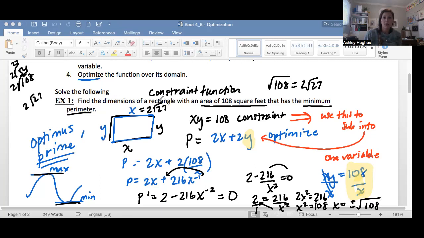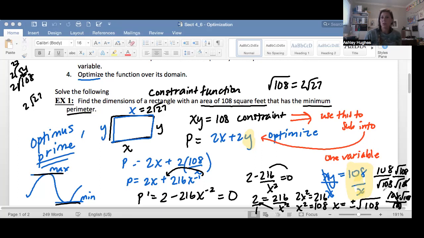If I want to find y, I need to figure out what y is by plugging in here. It's going to be 108 divided by the square root of 108. But if you optimize, you can multiply by 108 over the square root of 108. And so we get 108 root 108 over 108.